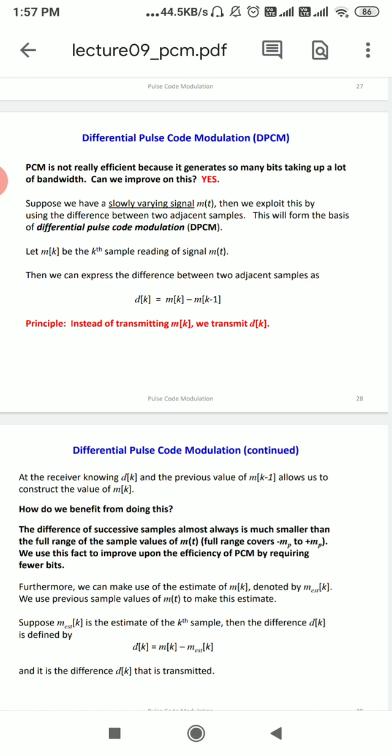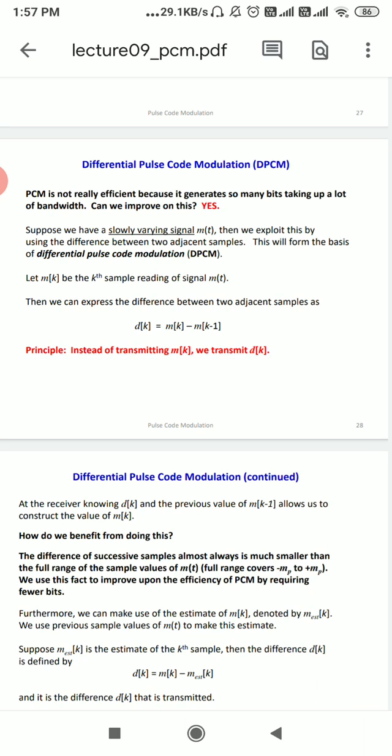When we use pulse code modulation, PCM is not really efficient because it generates many bits, so it takes up a lot of bandwidth. Can we improve on this? Yes, absolutely we can improve. How? If the signal is varying slowly, then we exploit this by using the difference between two adjacent samples.